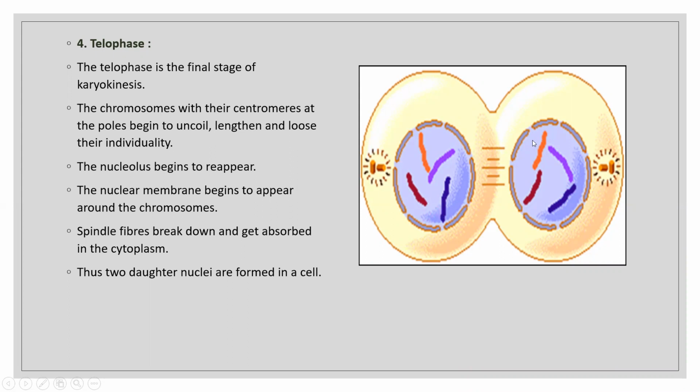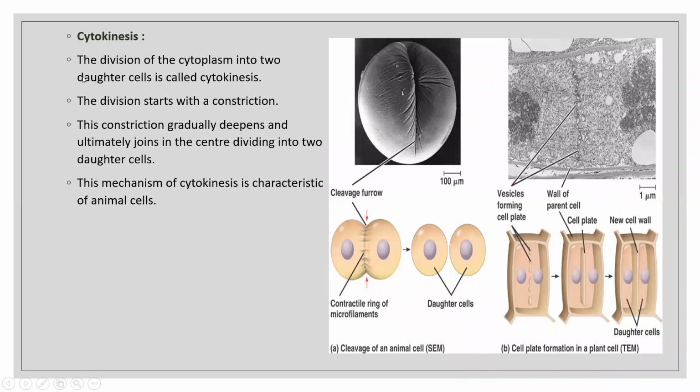So this was all about the division of the nucleus, which is called karyokinesis. After division of the nucleus, division of the cytoplasm takes place. This is the nucleus of the cell, and this is the cytoplasm of the cell. After karyokinesis, division of the cytoplasm follows, that is cytokinesis. The division of cytoplasm into two daughter cells is called cytokinesis.